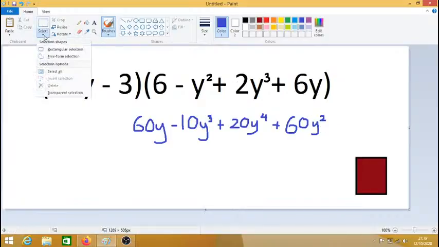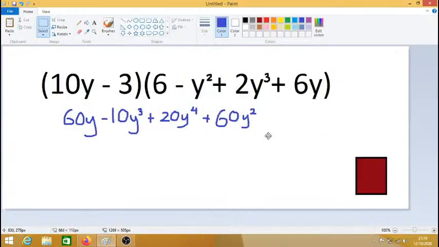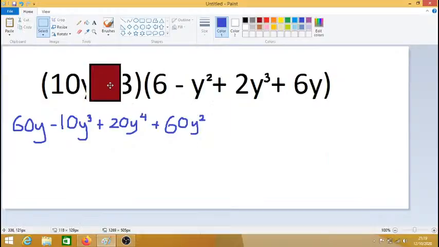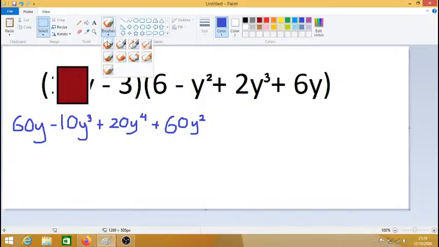Okay, you can see the first part of the answer, and I'm just going to make myself a bit of space to carry on with the answer, and at the same time just bring my little cover. I've done the 10y, so that can get covered up, and then I know all I need to work on is the -3.